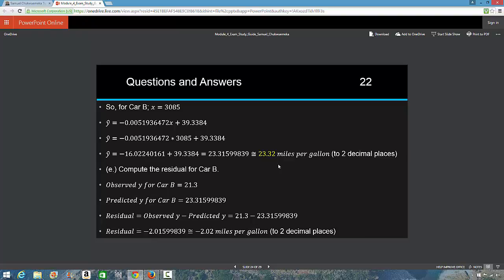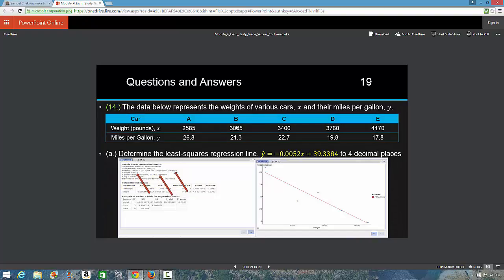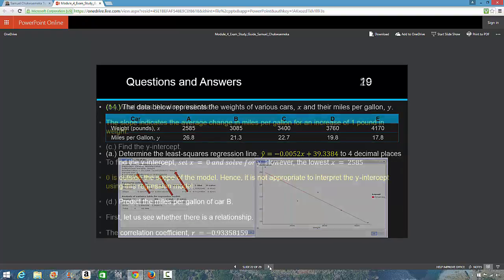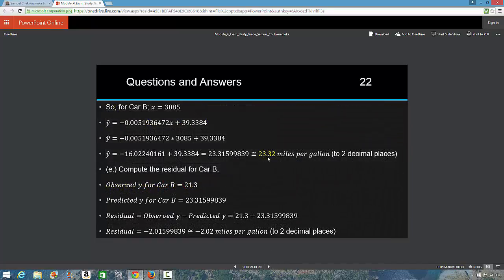To compute the residual for car B, residual means observed y minus predicted y. So the observed y for car B, if you look at the table, is 21.3 miles per gallon. What would be the predicted y? We just did it, 23.31599839. Some of you might ask me why I used the original value.